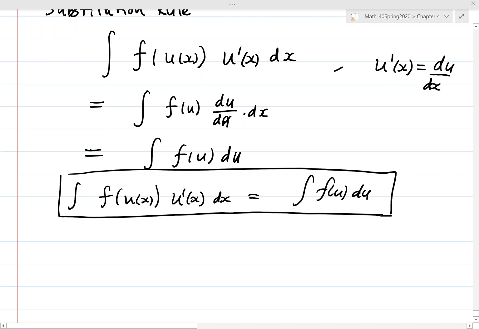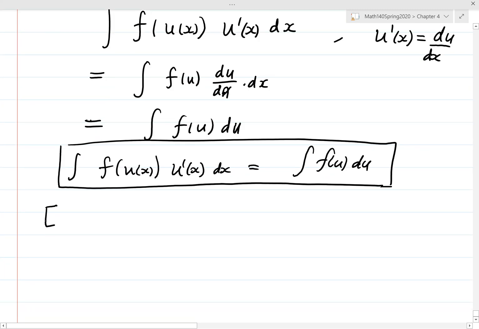Okay, let's see some examples. This example: x cubed cosine of x to the power 4 plus 2.